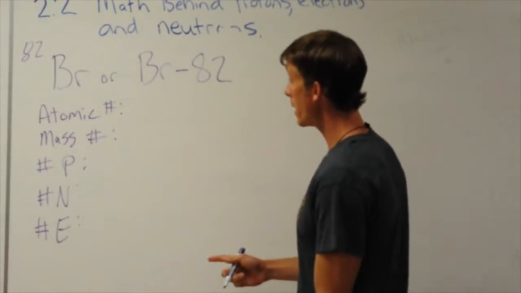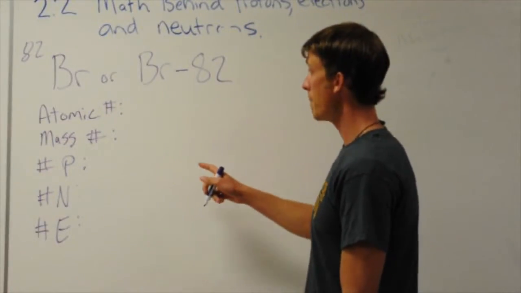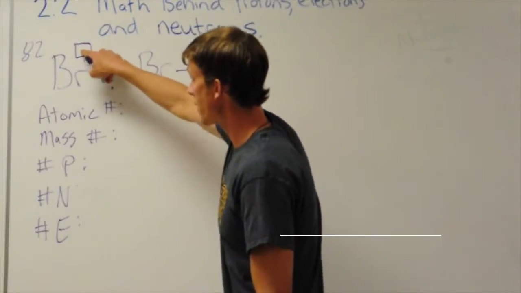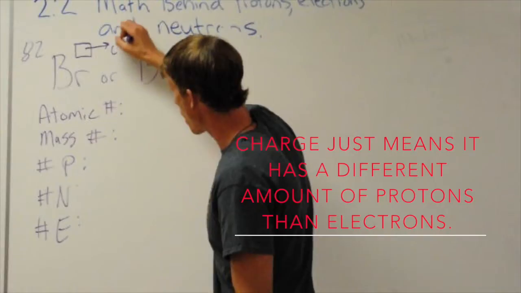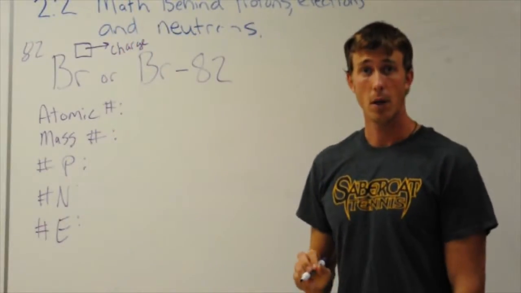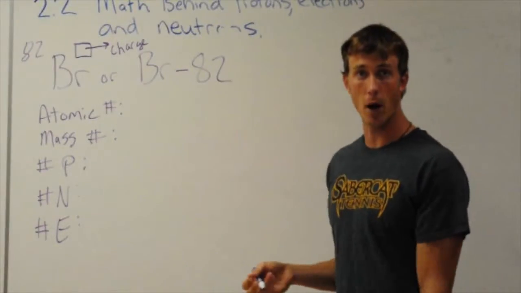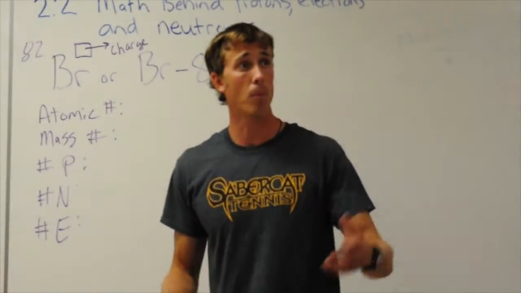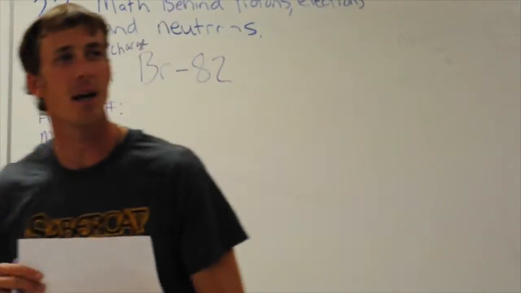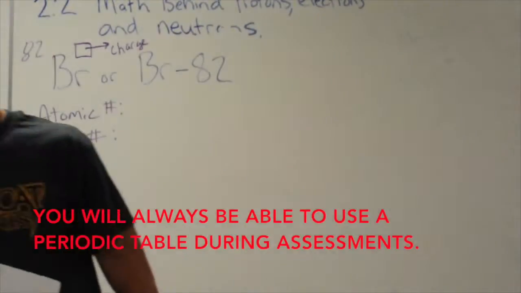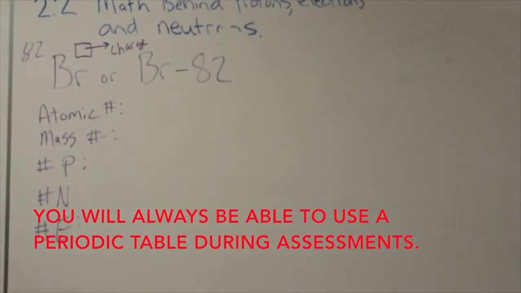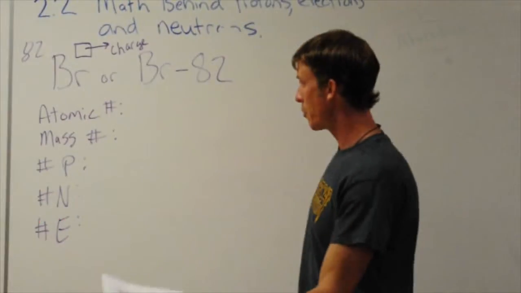All right? Looking at this, the first thing you want to look at is notice that there is nothing here that would indicate the charge. So you assume the charge is 0. That means protons equal electrons. So bromine, I'm just looking over there right now, it's got 35 protons, I think. I have to look a little carefully. I guess I'll just grab a periodic table. All right, so bromine has 35 protons.